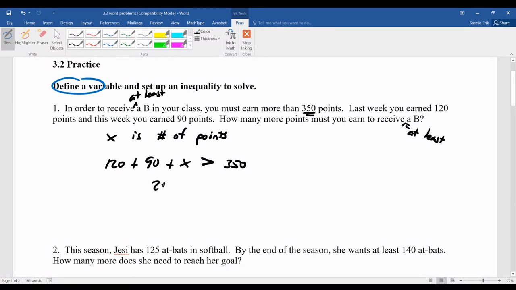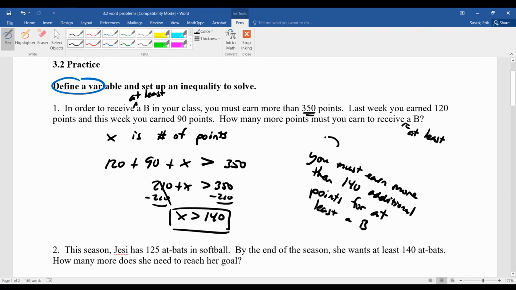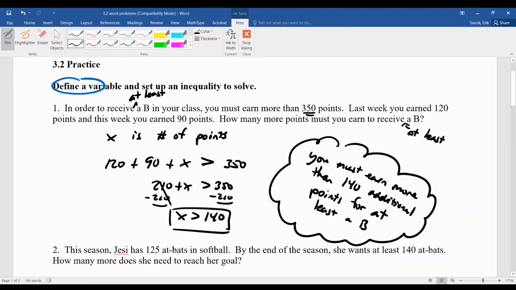120 and 90 is 210. Subtract the 210, and you get x is greater than 140. Now what's different here is you should give a little sentence at the end. You must earn more than 140 additional points for at least a B. And there's a couple different ways you could have said that.